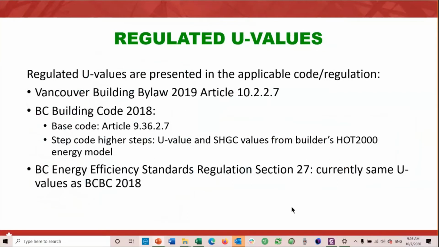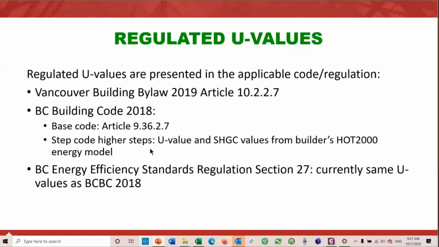Different codes regulate U values differently here in British Columbia. The Vancouver Building Bylaw, in the 2019 Building Bylaw, puts the prescriptive U values in Article 10.227. The BC Building Code, the base code U values are in Article 936.27.